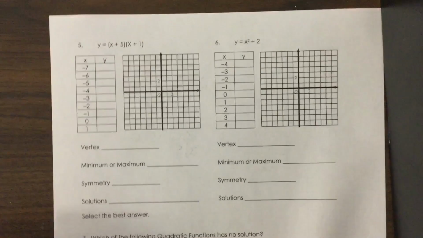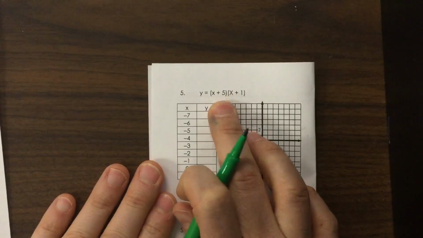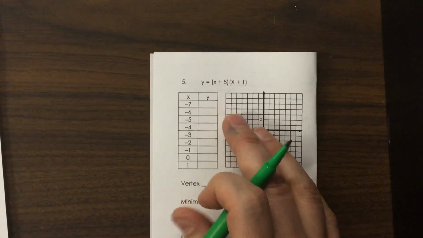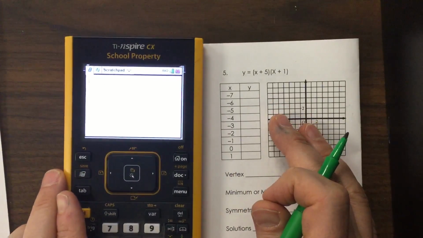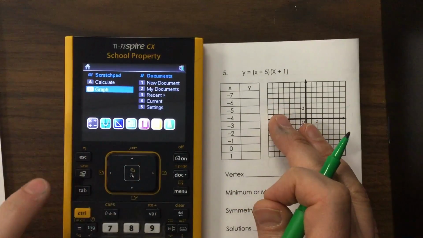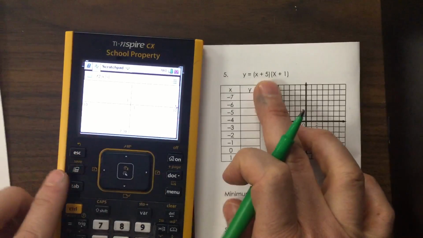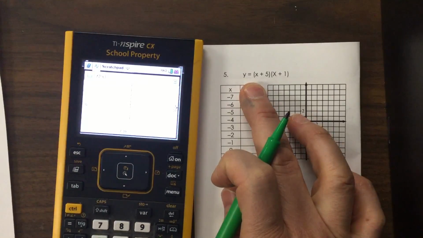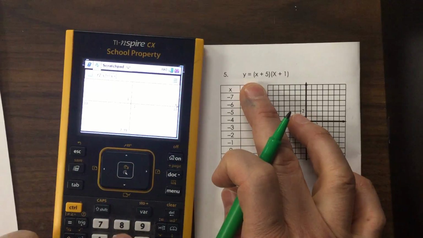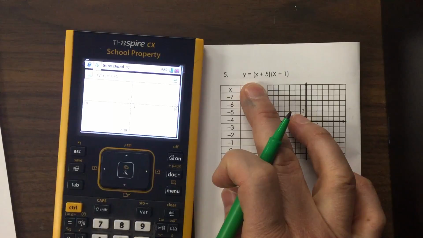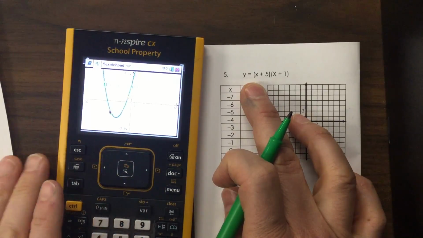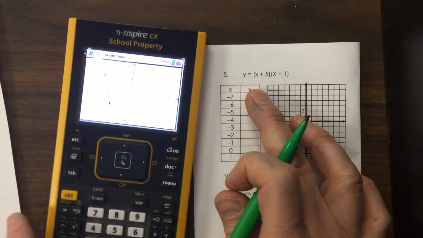Number 5, we're going to do in the calculator. We have to put this equation in our calculator. So let's go ahead and put that in. We're going to go to our graph screen. I'm going to type in exactly what I see here, except for the y equals, because that's right here. So I'm going to type in parenthesis x plus 5, and then parenthesis x plus 1, push enter. There's my parabola.